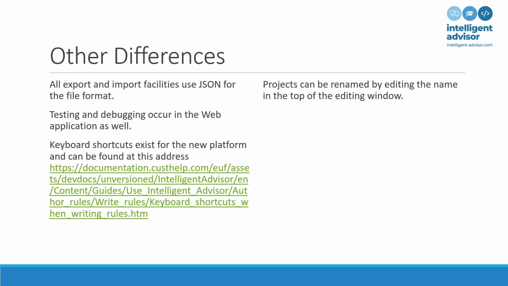Keyboard shortcuts exist for almost everything, and you can find them using that link. And unlike Oracle Policy Modeling, where renaming a project is typically just renaming a file on your hard disk, you can rename the project, the decision service, by editing or re-editing the name in the top of the editing window.